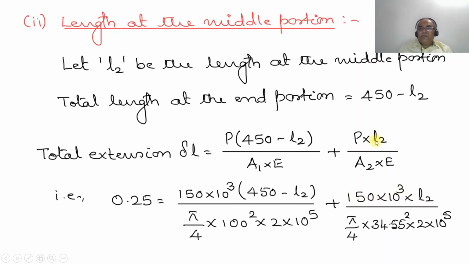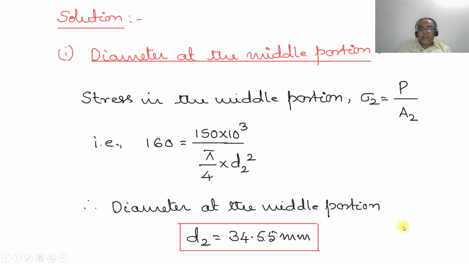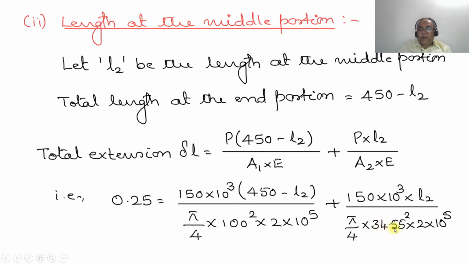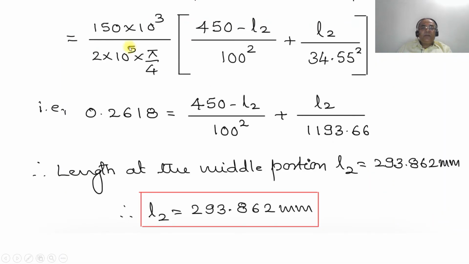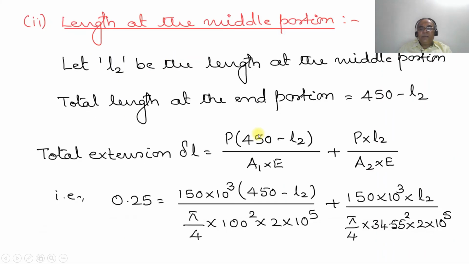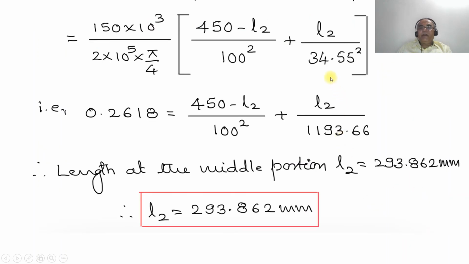Plus the length of the middle portion, which we assumed as L2, divided by pi by 4 into 34.55 square, because the diameter of the middle portion we found is 34.55, into the Young's modulus of the material, 2 into 10 to the power of 5. On simplification, you take out 150 into 10 to the power of 3 divided by 2 into 10 to the power of 5 into pi by 4 as the common factor. Then you are left with (450 minus L2) by 100 square and L2 by 34.55 square.